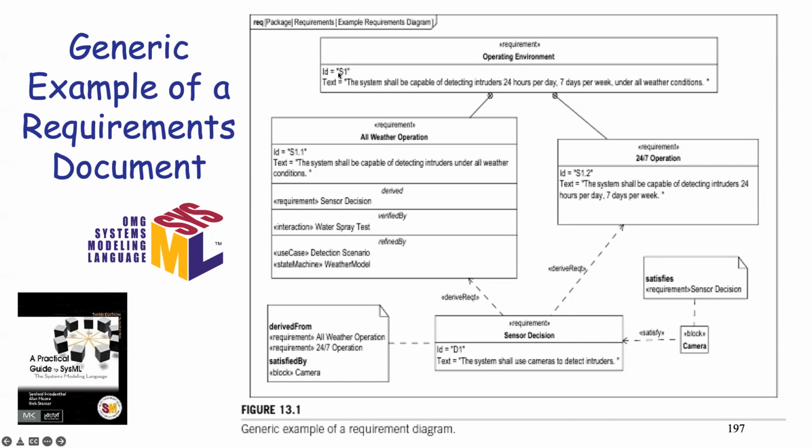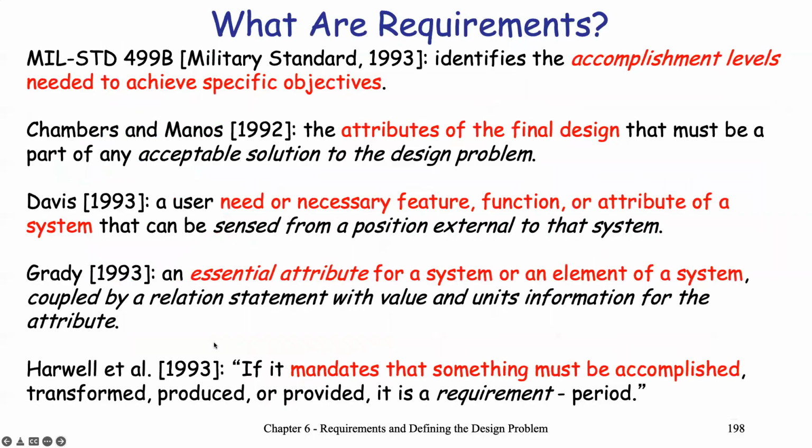So you have the requirement ID, a unique number for a requirement. Then you have the text, and then additional fields that can be useful. Here we're showing derived, verified by, refined by, and other types of descriptors that can be additional information included. That's just a reference for you to be thinking about.